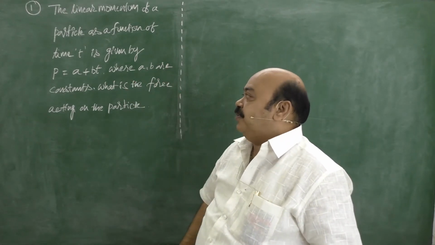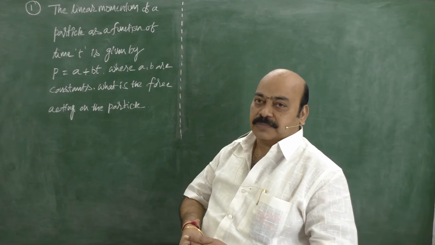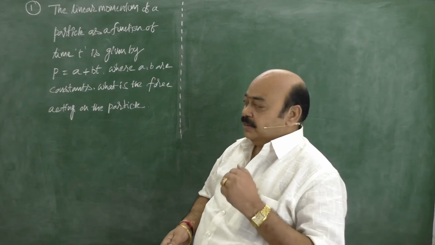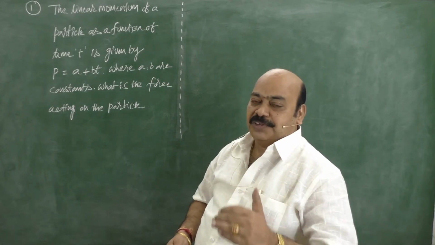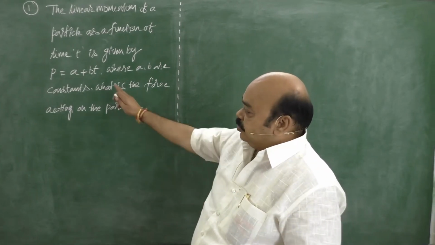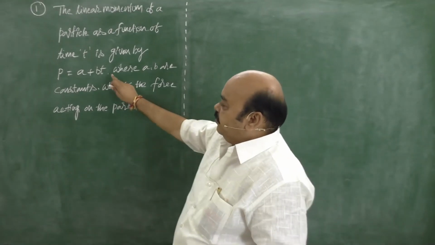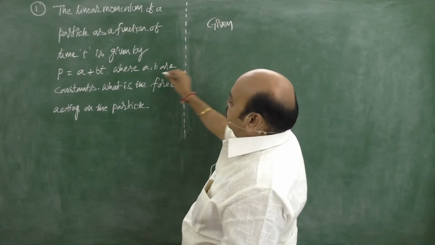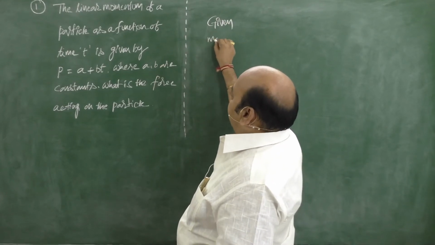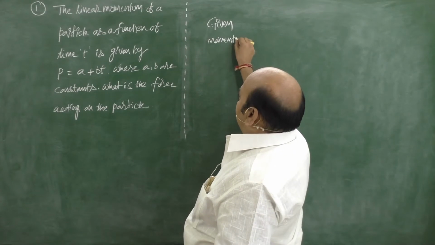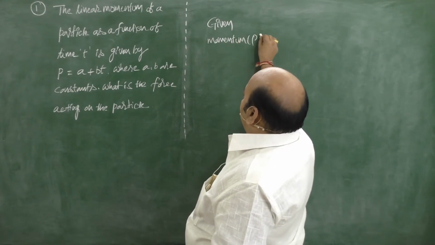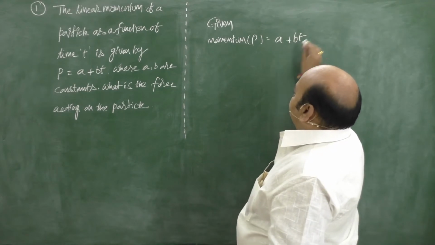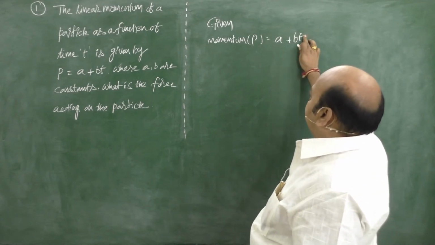From the knowledge of the definition of momentum, we have from Newton's law, the rate of change of momentum is called force. So, I will do one thing. Given, what is given? Momentum P is equal to a plus bt, where a, b are constants and t is time.